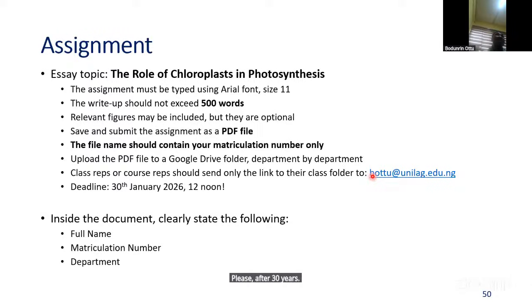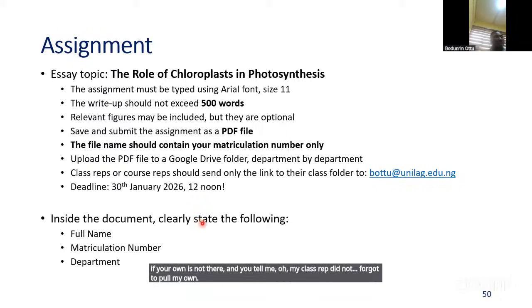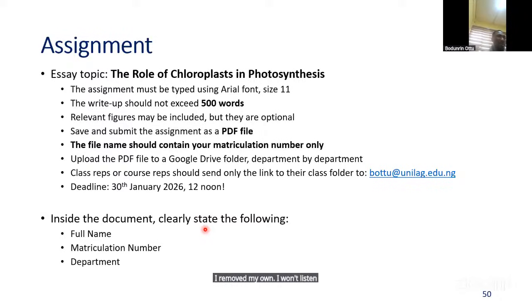After the 30th, no other person should be able to add to your folder. So you go and lock the folder and prevent people from adding more to it. And even if you don't do that, once I download all the responses there, if your own is not there and you tell me, oh, my class rep forgot to pull my own, or you removed my own, I won't listen to it. Once I download all the responses I need, that's it.